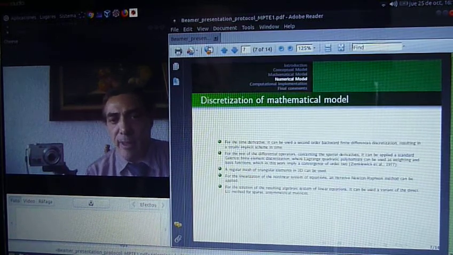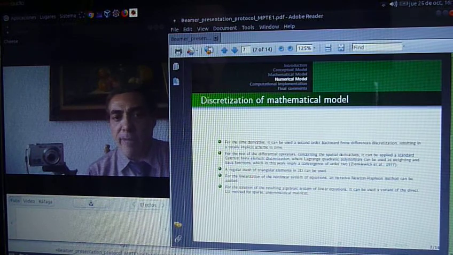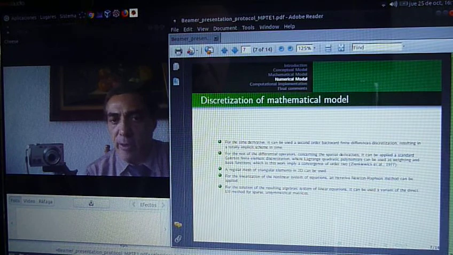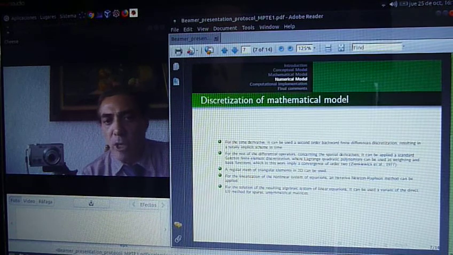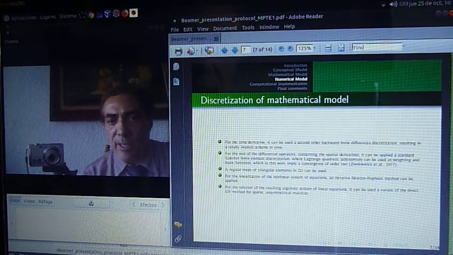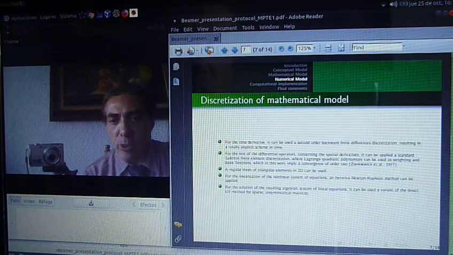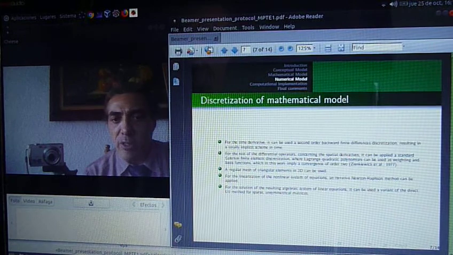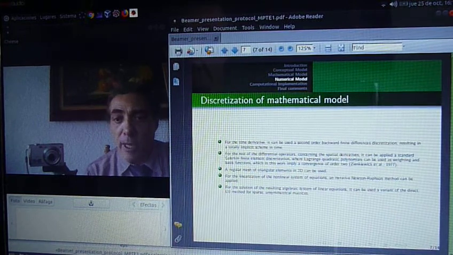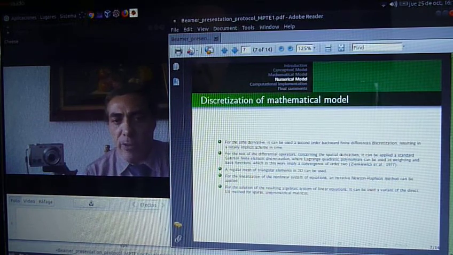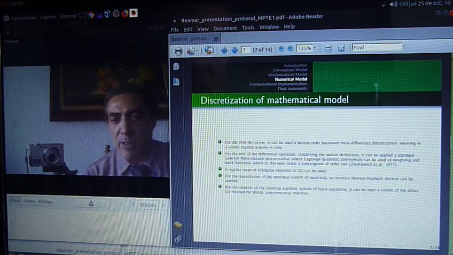The discretization of the mathematical model entails, for the time derivative, second-order backward finite differences discretization, resulting in a totally implicit scheme in time. For the spatial derivatives, standard Galerkin finite element discretization can be applied, where Lagrange quadratic polynomials can be used as weighting and basis functions, which in this work imply a convergence of order 2, according to Zienkiewicz et al., 1977. A regular mesh of triangular or tetrahedral elements, respectively in 2D or 3D, can be used.